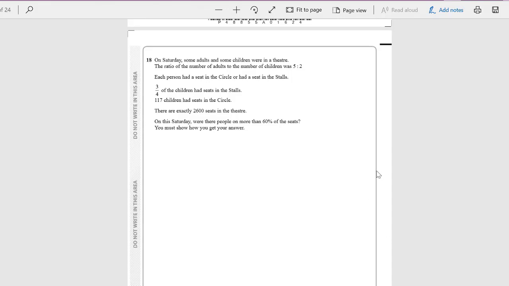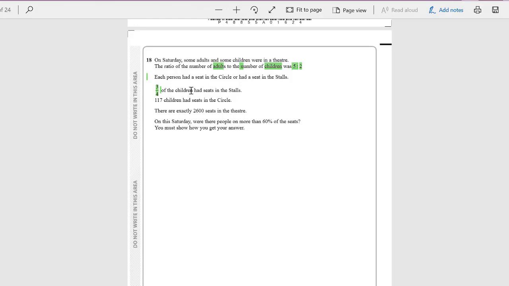So question 18. So it says, on Saturday some adults and some children were in the theatre. I'm gonna start highlighting things. There's a lot of stuff here to be read. The ratio of the number of adults to children was 5:2, and each person had a seat in the circle or had a seat in the stalls.